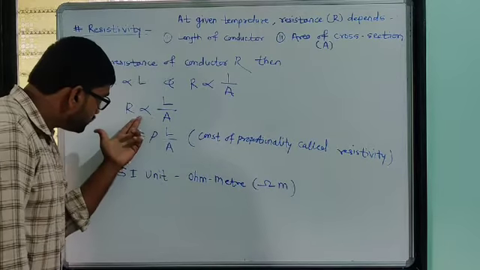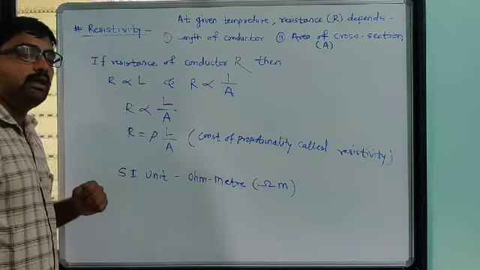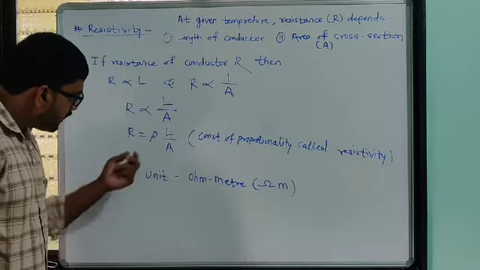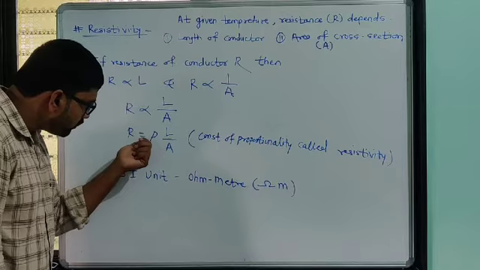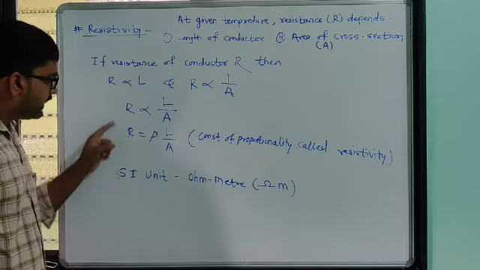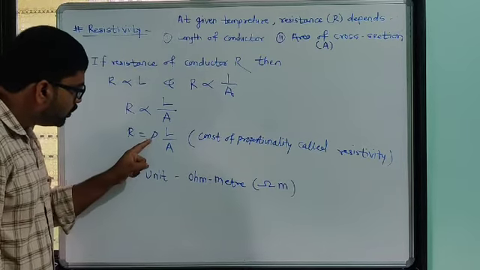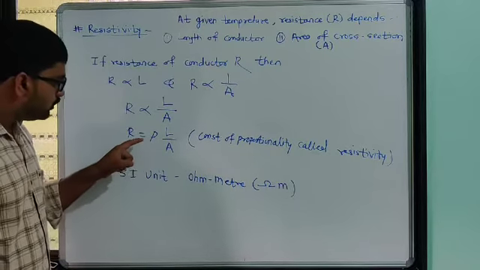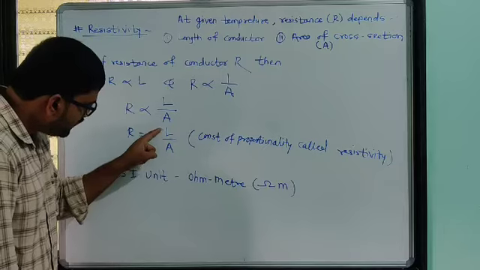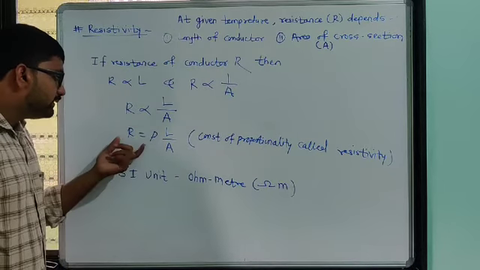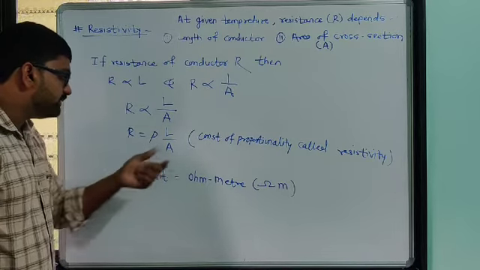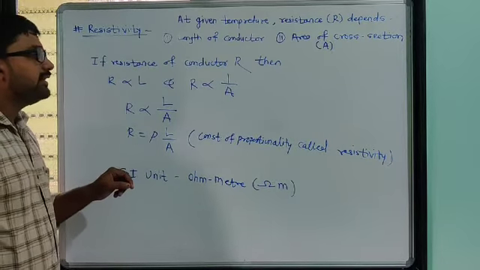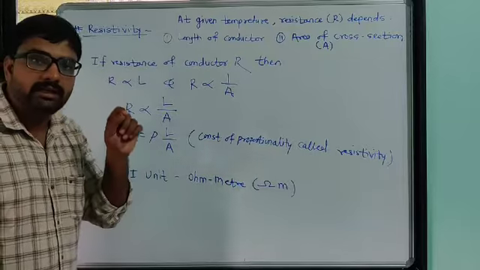So there is a proportionality constant present here. We have to remove that proportionality symbol, so we introduce a constant. We can write R equals rho, which is an inclined P-like structure, into L by A. That will be the equation of resistance, and this rho is called the resistivity of the material.